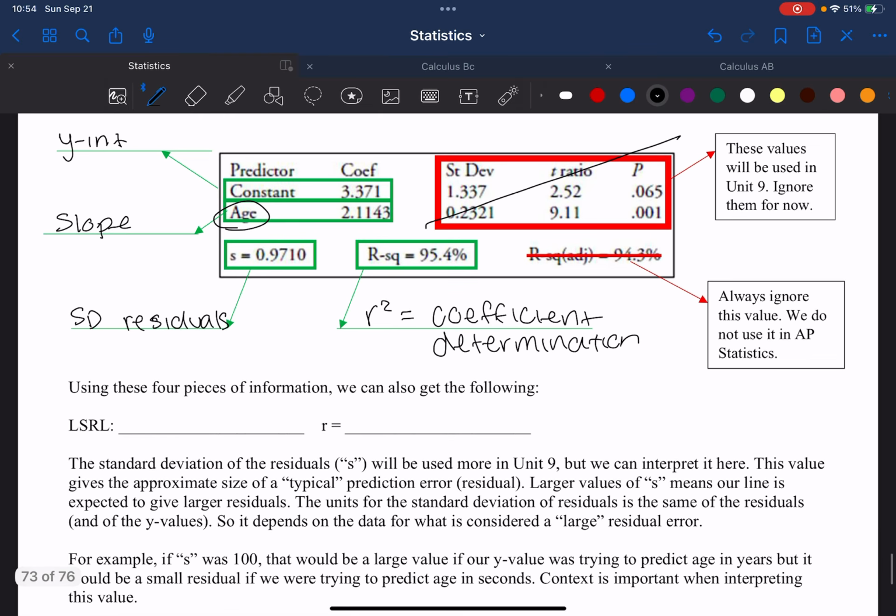So it says using these 4 pieces of information, we can also get the following. Well, we can get the prediction line. So we know that y hat is equal to slope, so 2.1143x plus the y-intercept, so plus 3.371. We can also get the r value by taking the square root of r squared. So the square root of 95.4%, or in other words 0.954 as a decimal, would be 0.977.